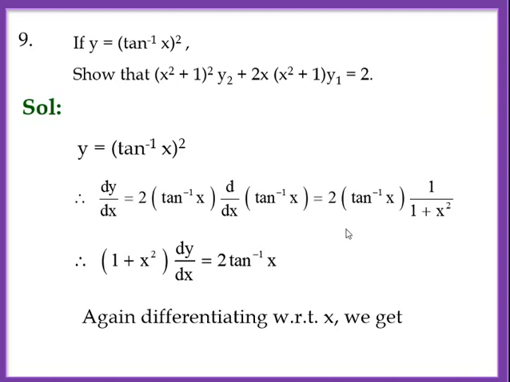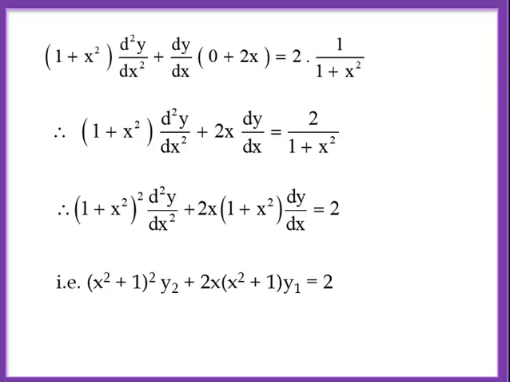So if you rearrange the terms, if you cross multiply, you get (1 plus x square) dy/dx equal to 2 tan inverse x. Again differentiate. So what will be the derivative? First function into derivative of dy/dx, which is d2y by dx square, plus second function dy/dx into derivative of 1 plus x square, which is 2x. What about RHS? 2 into 1 upon 1 plus x square.